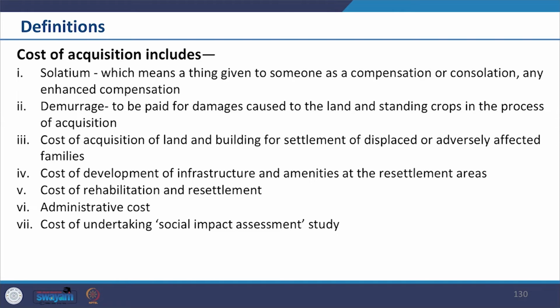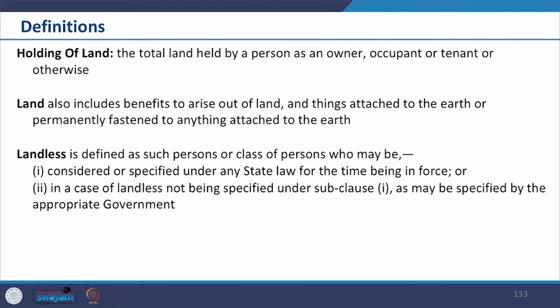Moving on, we see that the holding of land is defined as total land held by a person as an owner, occupant or tenant or otherwise. So, we see what land is. Land also includes benefits to arise out of the land and things attached to the earth or permanently fastened to anything attached to the earth. We see landless is defined as such persons or class of persons who may be as per the definition of the state or government, whichever is applicable at that point in time.